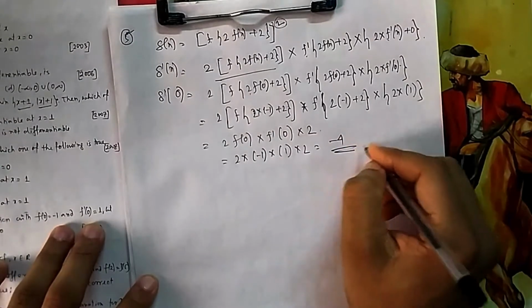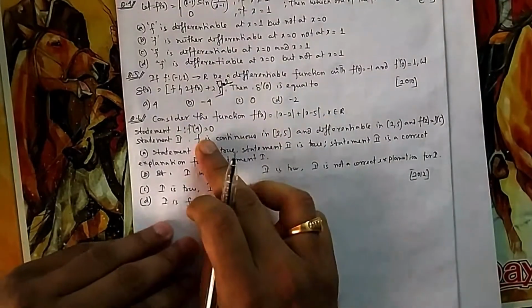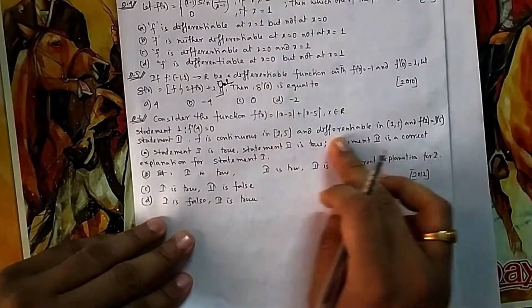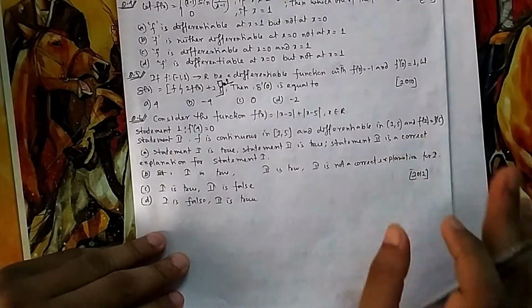So the answer is -4, that is your option B. Now if you come to question number 6, consider this function f(x). What is f'(4)? f(x) is continuous in [2, 4], differentiable in (2, 4), and f(2) equals f(5).